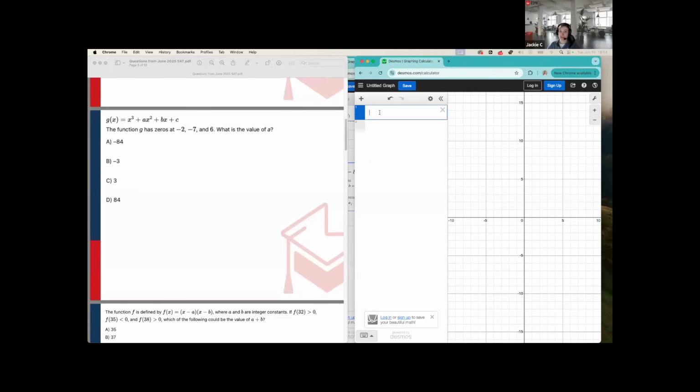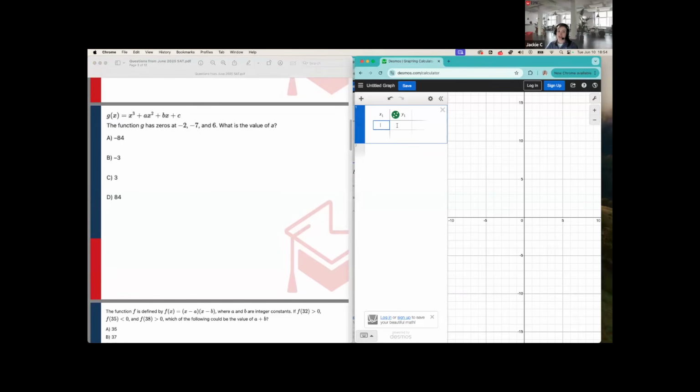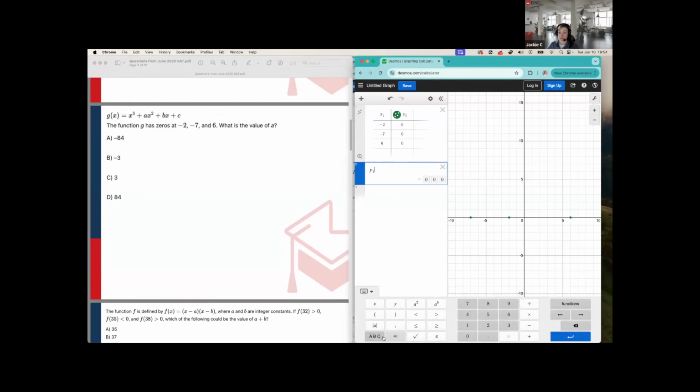Okay, so same exact thing that I did in the previous one. I'm going to put on Desmos, type in my table, and put in the function has zeros. So this would be -2, 0, -7, 0, and 6, 0. And now all I'm going to do is type in the function, and I'm going to put g of x, so y1 is, remember, you don't want to put the equal sign. We're going to put the tilde, which we can find here.